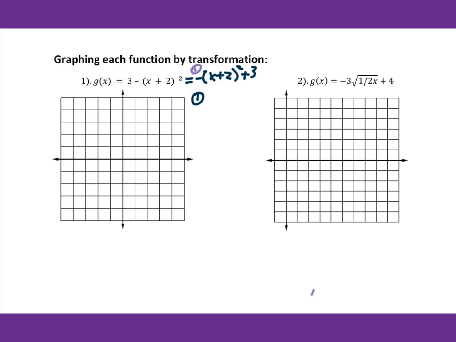First step, second step, and a third step. So we do reflect across the x-axis. Second step is left 2 units. Then third step is go up 3 units.